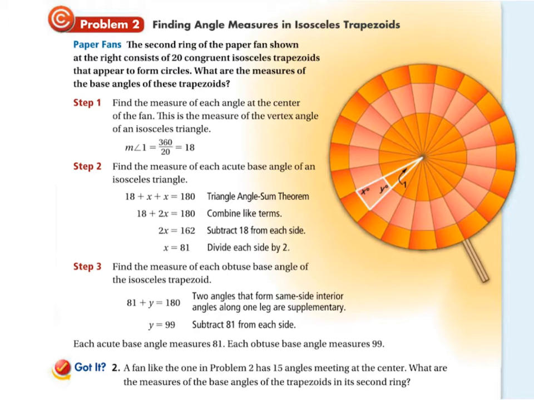Try this Got It problem. What if there were 15 angles meeting at the center instead of 20? What measures would you get then? Okay, restart the video when you have your answers.